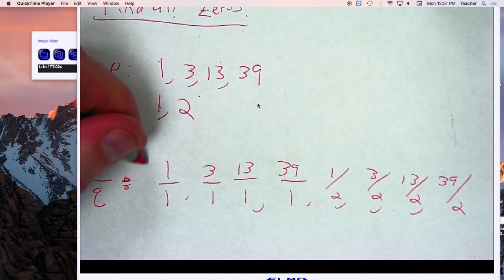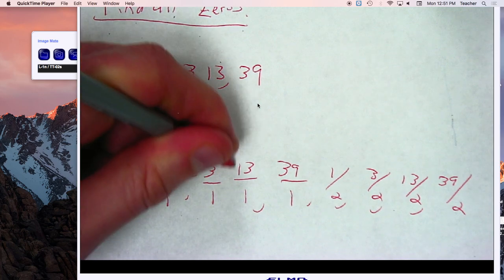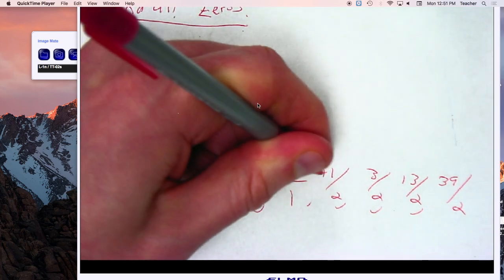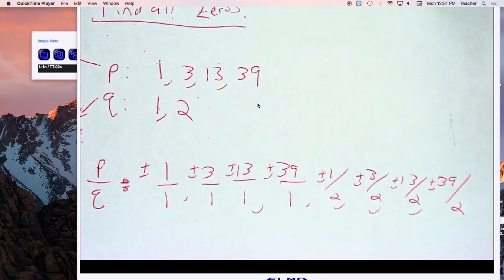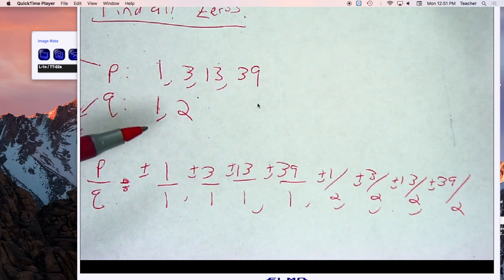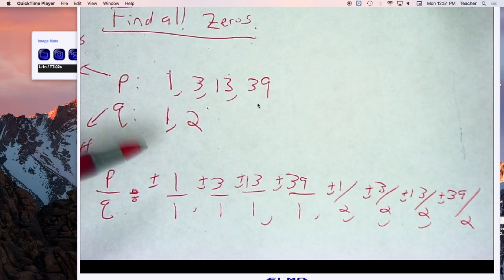And then all of these can be positive or negative. And so any of the negative numbers go in also, and so these could all be positive or negative. And so this is a long list. I wouldn't want to have to check them all, but if there is a rational root, if there's a number that's a zero, that's a nice rational number, it will be on this list.